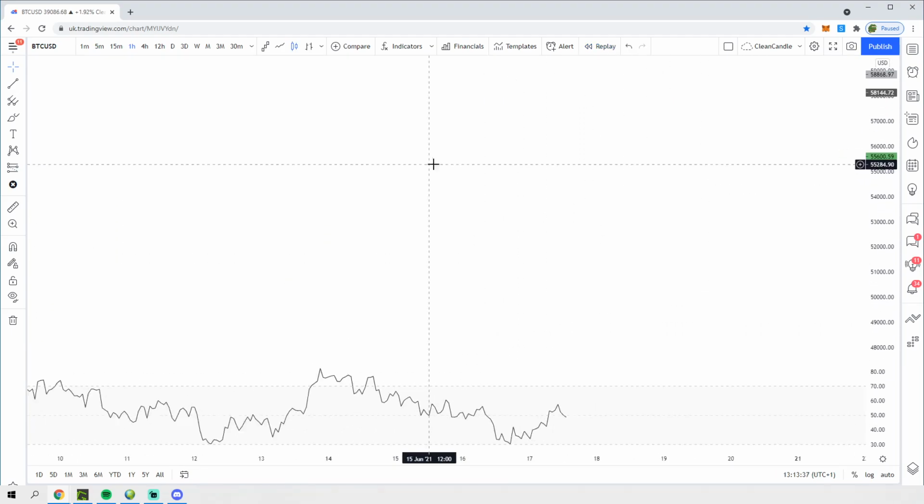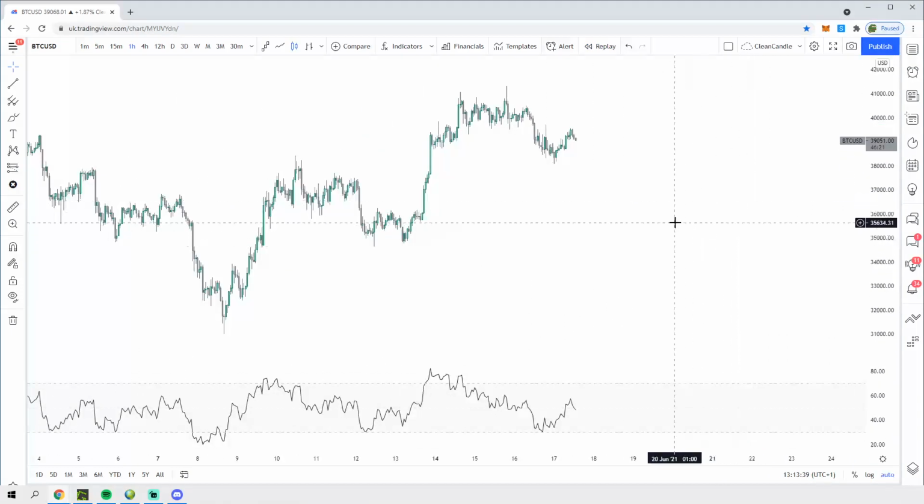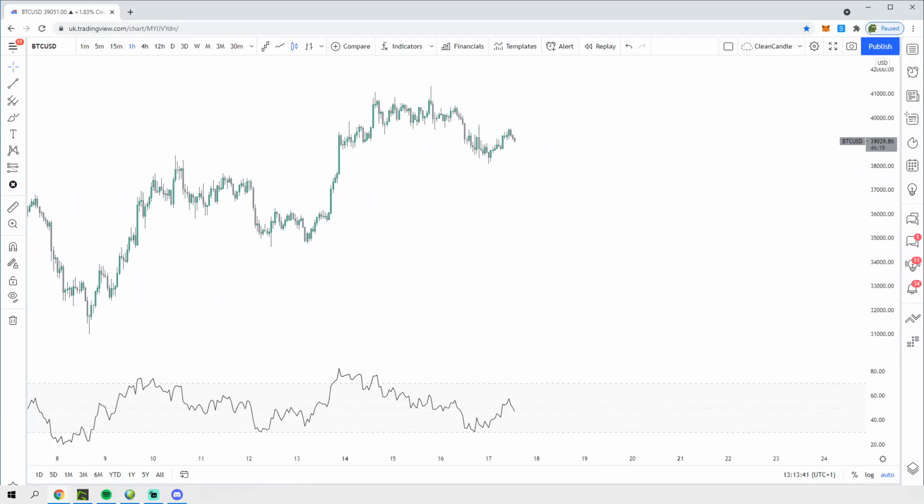Let's exit this and we'll get back to current price action. We'll take a look at the action here. Let me just sort out my FTX stuff. You know, just doing a bit of trading while we're recording a video.